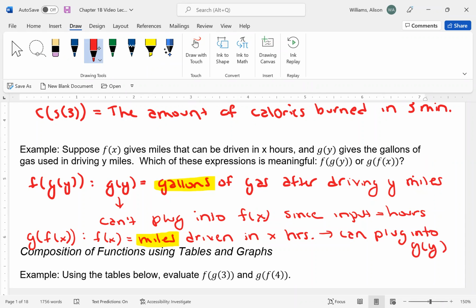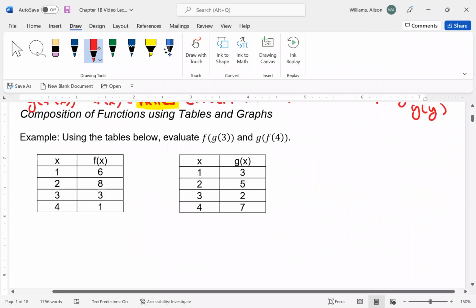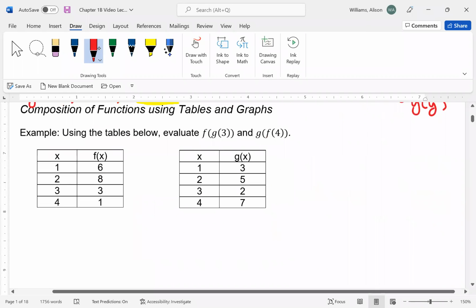Okay, so let's look at compositions no longer from a theoretical point of view. Let's actually try evaluating these functions with numbers. So there are two tables. One is created based on F of X. The other one is created based on G of X. And we're given a few of the input values and their corresponding output values. And we're asked to find F of G of 3 and then G of F of 4.